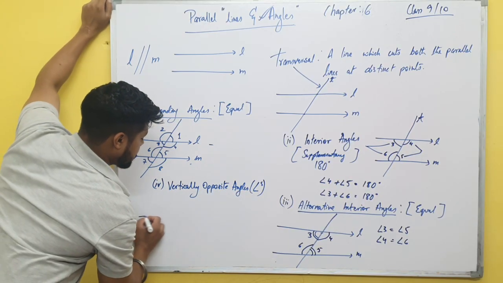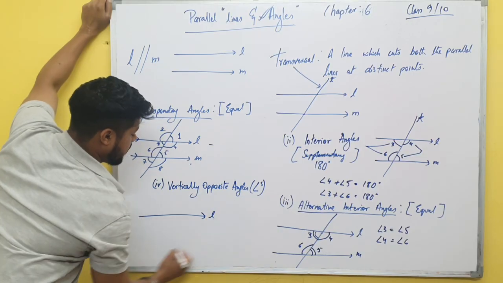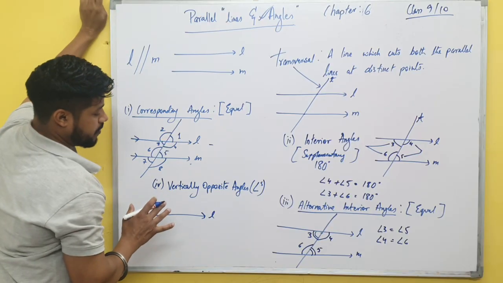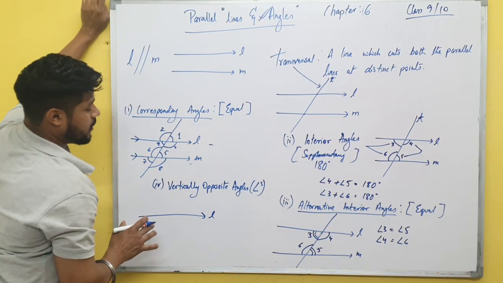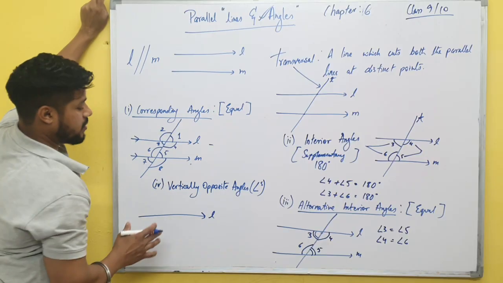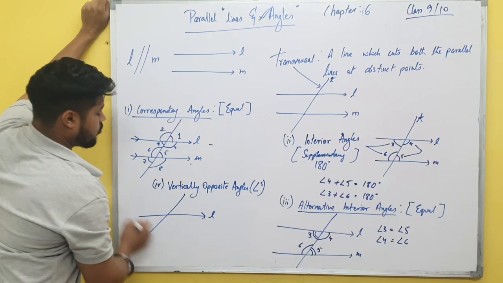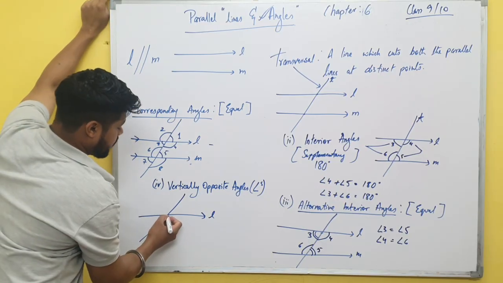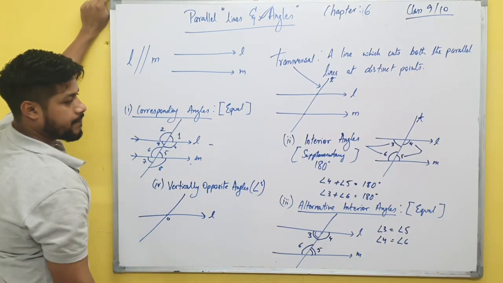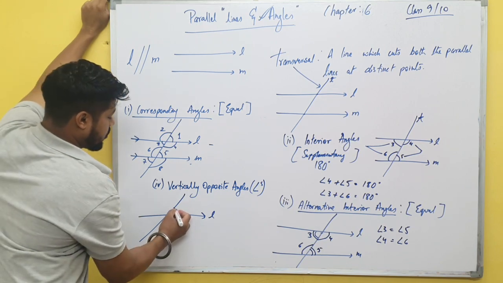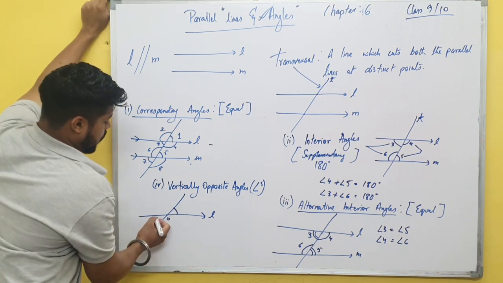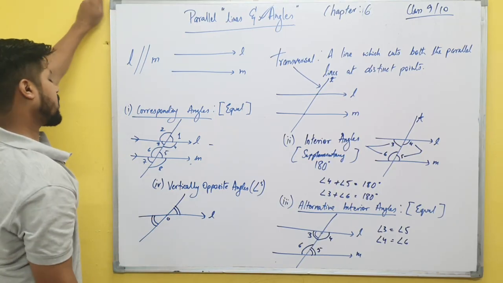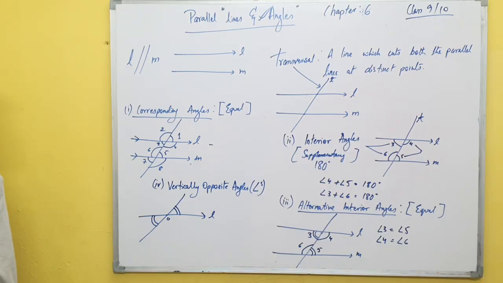Now what are vertically opposite angles? If line L is parallel or not doesn't matter. The only property with vertically opposite angles is that parallel lines are not needed, you just need one line and another line that cuts it. So they both intersect at this point, let's say point O. In this case, you get two opposite angles, and these are equal and they are called vertically opposite angles.